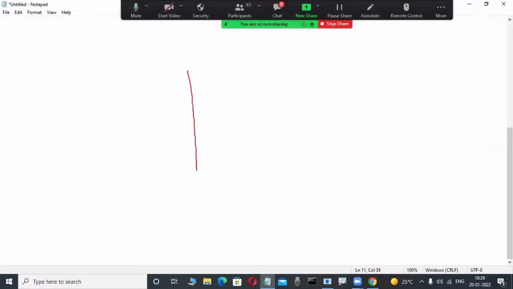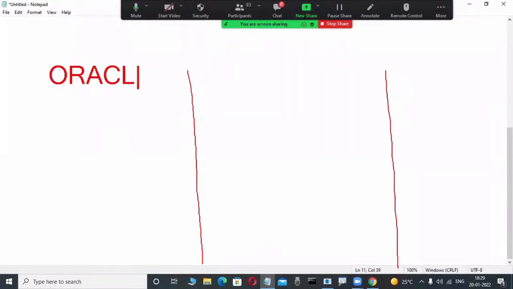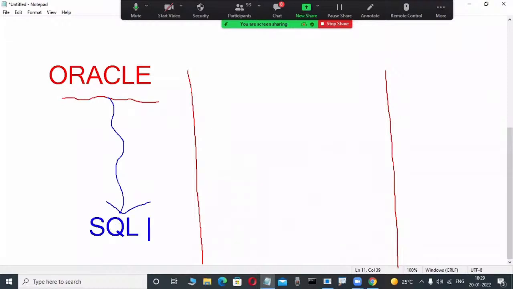Suppose I am working in a company, and I am working on an Oracle project. Oracle is a relational database product. If I want to operate this relational database product, I use SQL in my company. SQL is a language I am using.